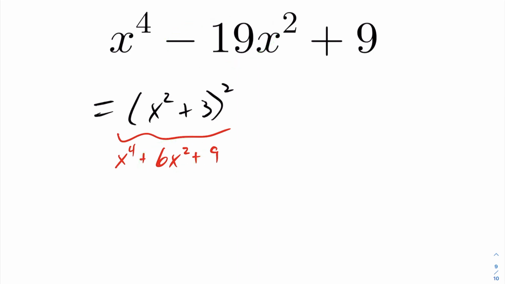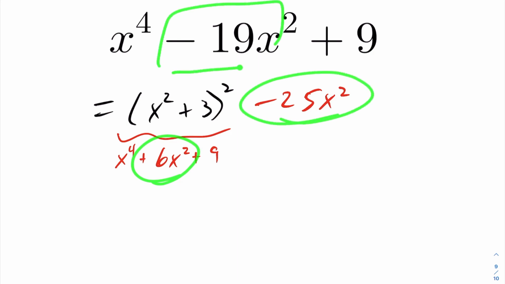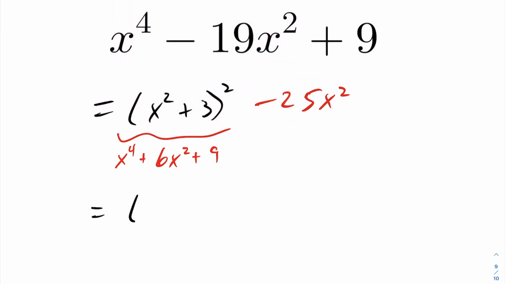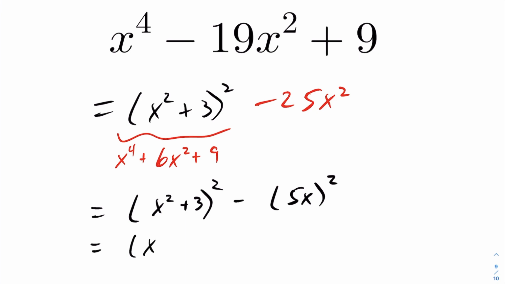So in this case here, again, this is not equal currently. But what I want to do is I want this to come out to be a minus 19x squared. So therefore, we must subtract off a 25x squared. And you can see here 6x squared minus 25x squared is in fact minus 19x squared. And by doing so, we end up getting x squared plus 3 squared minus 5x to the power of 2. And your difference of squares formula kicks in again, giving us the following.